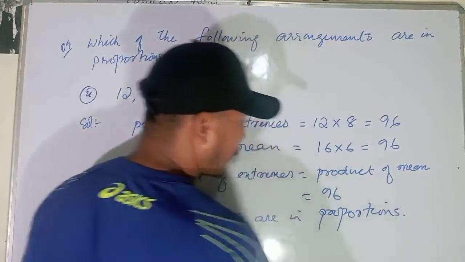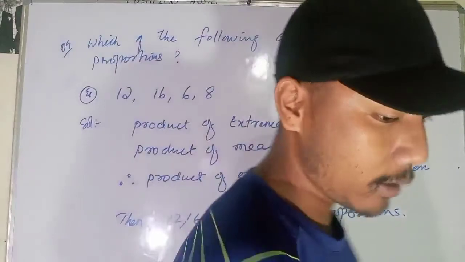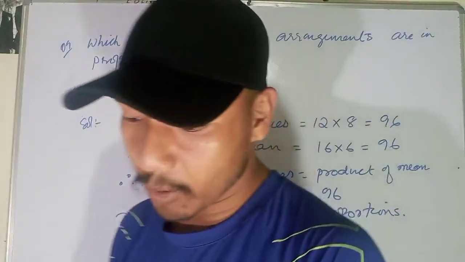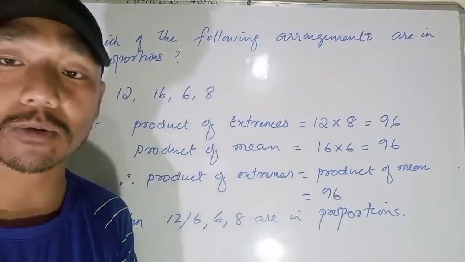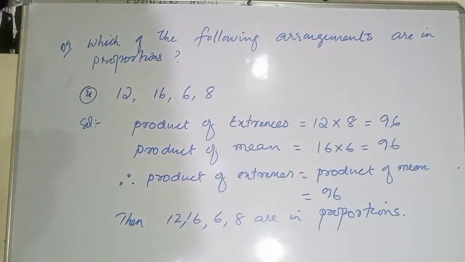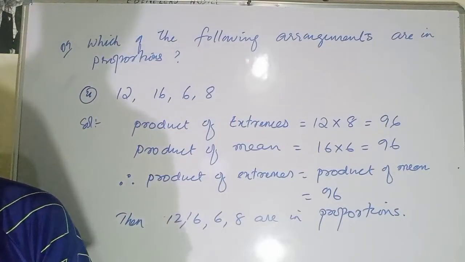I think you're clear about this one. Okay, so this is how we write. In this way you try to do the remaining questions. This is the remaining question. It is given as a homework.